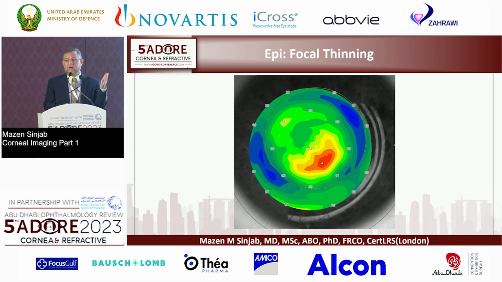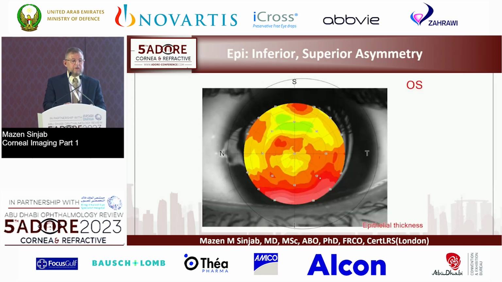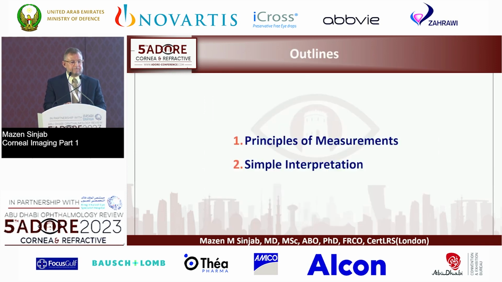And the epithelium shows different patterns in the ectatic corneal diseases, like the focal thinning, like the inferior-superior asymmetry, and another type of inferior-superior asymmetry, and sometimes the radial thinning. It shows like radial thinning.